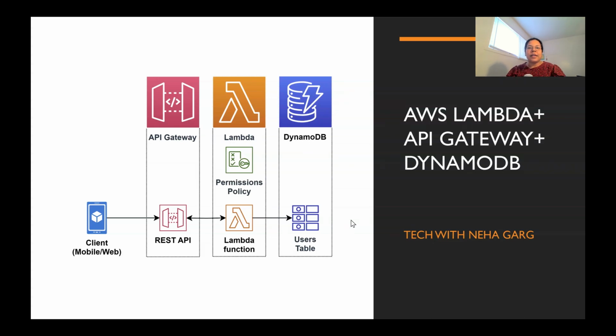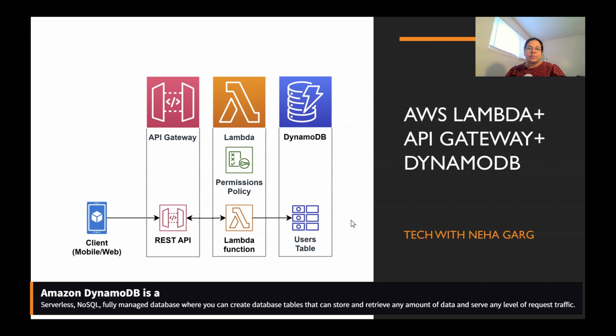So today we will be diving into a very interesting project with AWS services. We will be using services such as API Gateway, Lambda, DynamoDB. So what is DynamoDB? DynamoDB is used for storing the data in the NoSQL database format, and it stores your data in a serverless way. You don't have to manage the database, and it stores the data in key value pairs.